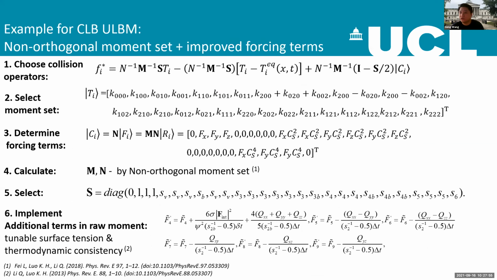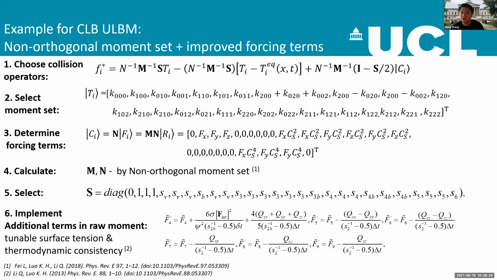Then I would like to introduce how to construct a ULBM for realistic droplet dynamics simulation. The targets of this model include simulating large density ratio multi-phase flow, achieving low spurious velocity, and being able to keep the thermodynamic consistency and adjustable surface tension. Here we choose a cascaded ULBM as an example.